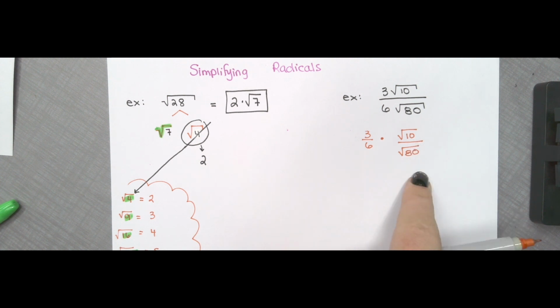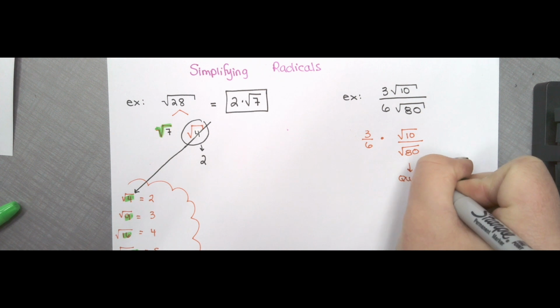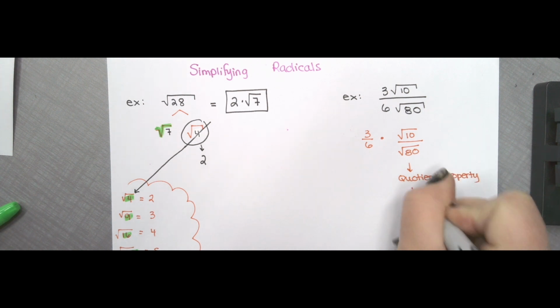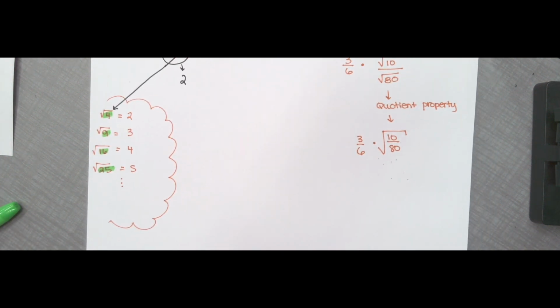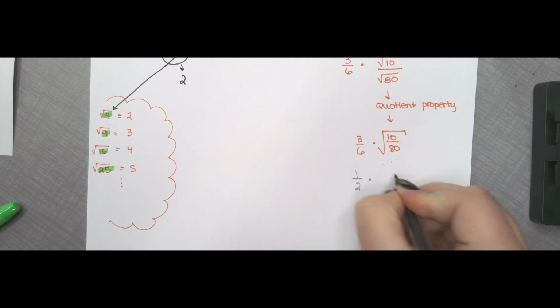You can simplify here if you'd like, or you can use your quotient property to put this in under one radical. You do not need to do that. You can absolutely just continue by simplifying your radicals. The reason I'm deciding to do this is because I can do 10 divided by 8 and simplify that to 1 over 8. So here I'm simplifying to 1/2 times 1 over 8.